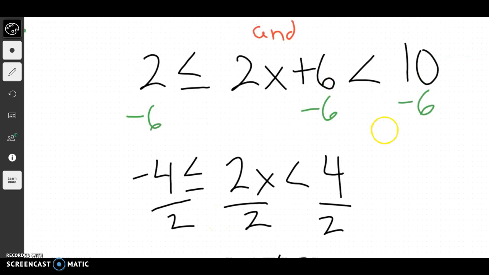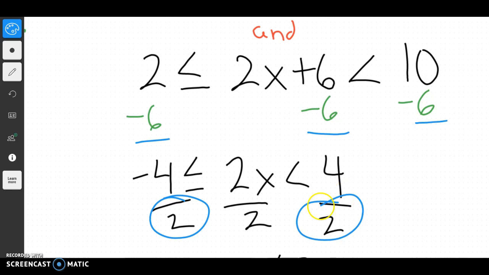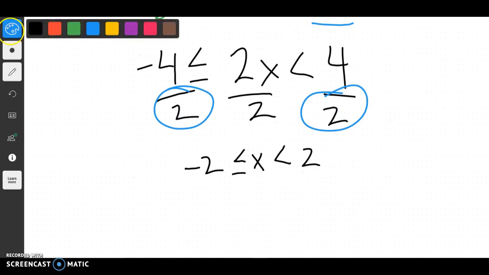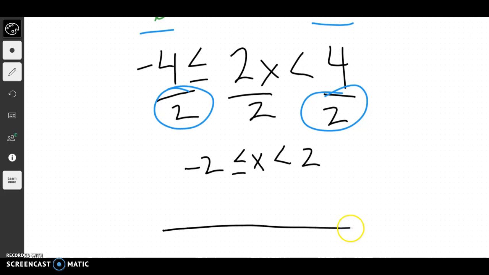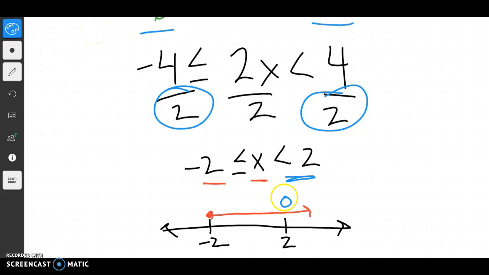So the big key to this is you make sure when you add, you have to add now to all sides, and when you divide, you have to divide on all sides of this equation. So you just have to make sure that you do that. Then we would graph this thing. And x is greater than or equal to negative 2. So I'd put a solid dot, and this is going this way. And then for this one, x is less than 2, so it's going this way.